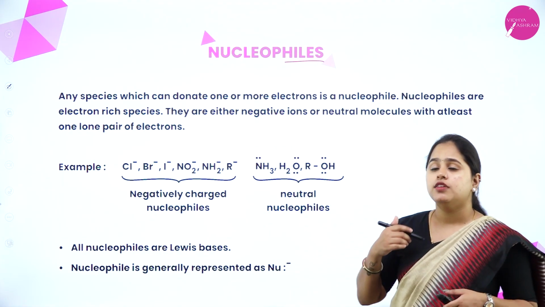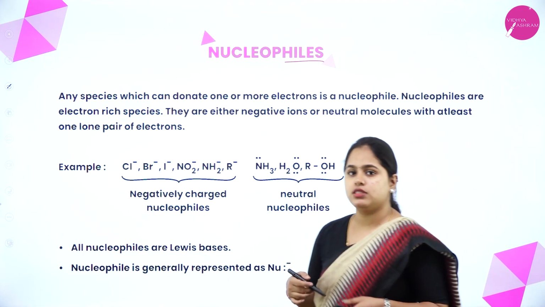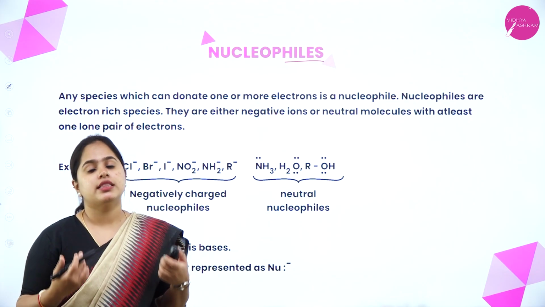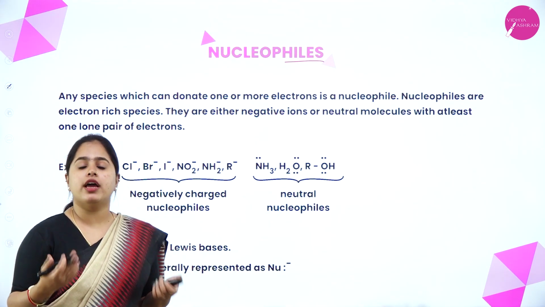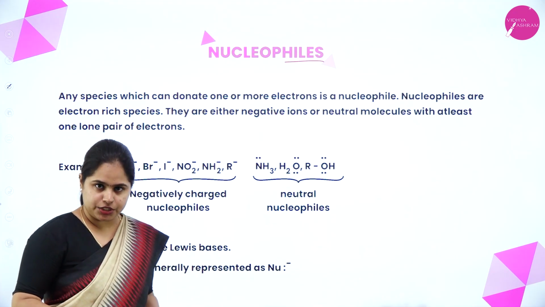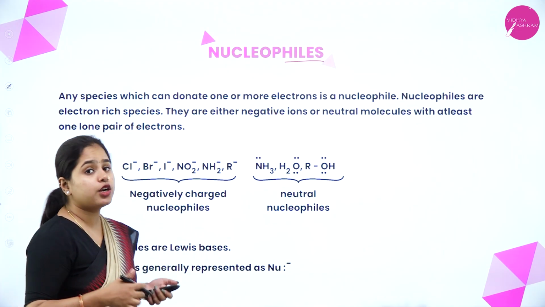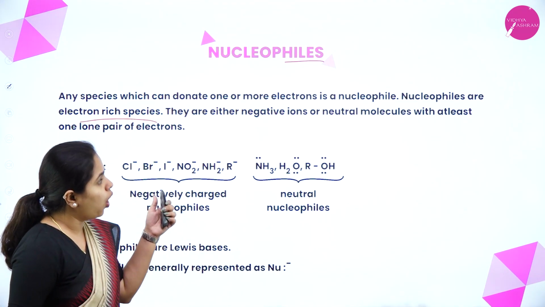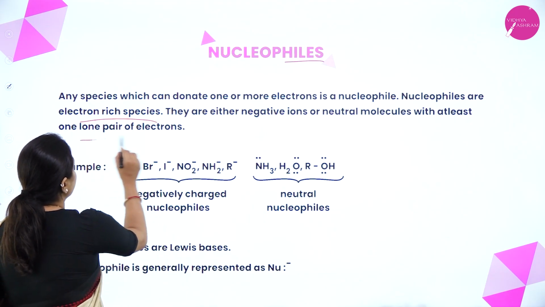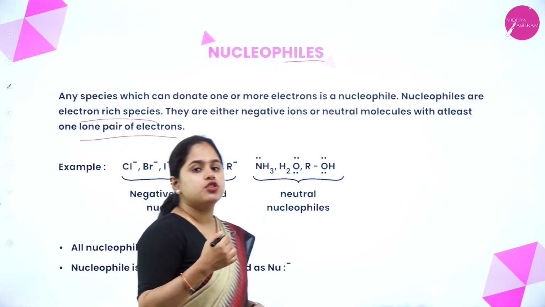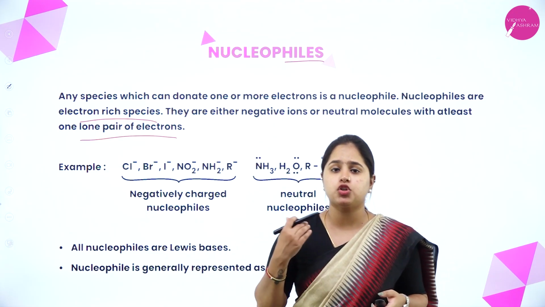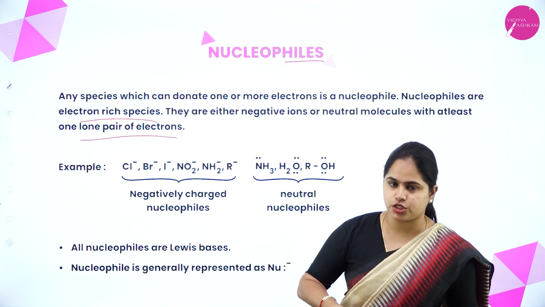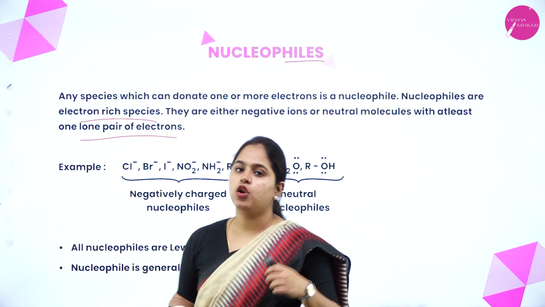So any species which can donate one or more electrons is a nucleophile. Nucleophiles, as I said, are negatively charged species. That means they will be having one or more electrons which can be donated. Nucleophiles are electron rich species. They are either negative ions or neutral molecules with at least one lone pair of electrons, which they can donate. So nucleophiles are negatively charged particles or neutral particles having lone pair of electrons.